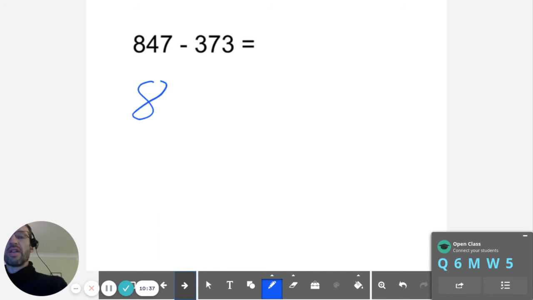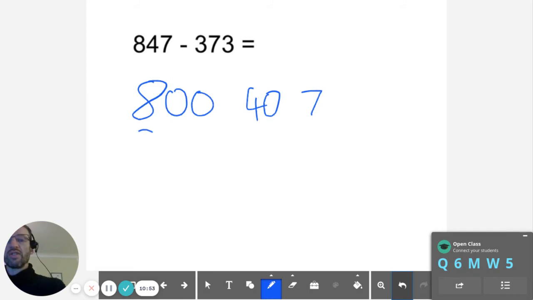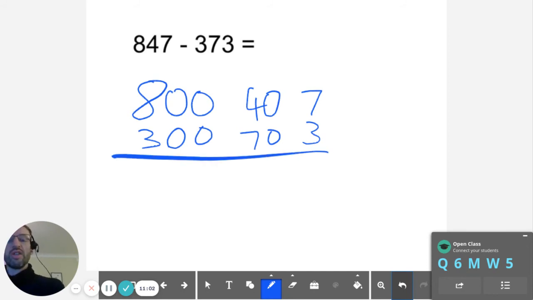But I have 847. I want to move that 7 because I don't want it to get mixed up with my 40. 800, 40 and 7, and I've got 370 and 3. This is going to be subtraction. Units, the ones, I can do without any decomposition. This is quite straightforward. 4.